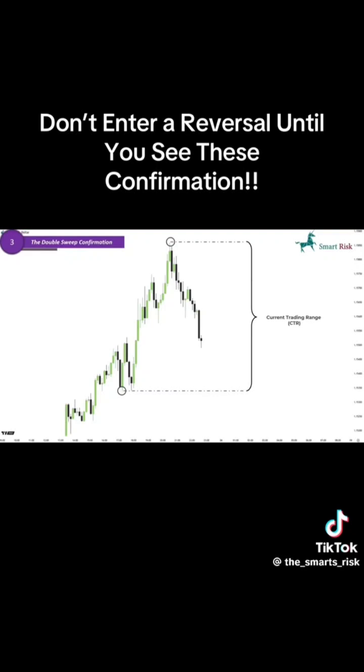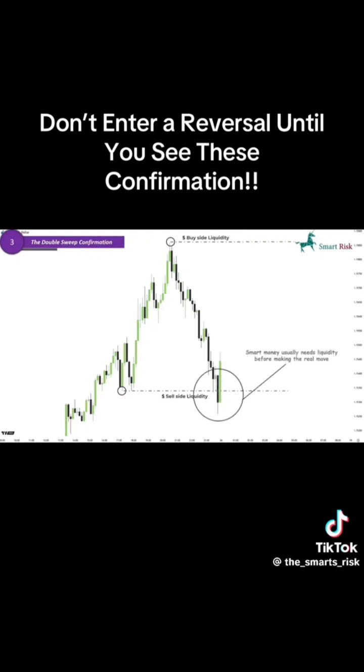That means we do not want to enter just because price reaches a key level, reacts from a zone, or creates a small confirmation on the lower time frame. Before applying our model, we first want to see price take out a major liquidity pool on the higher time frame. This could be buy-side liquidity above a clear high or sell-side liquidity below a clear low. Why? Because smart money usually needs liquidity before making the real move.